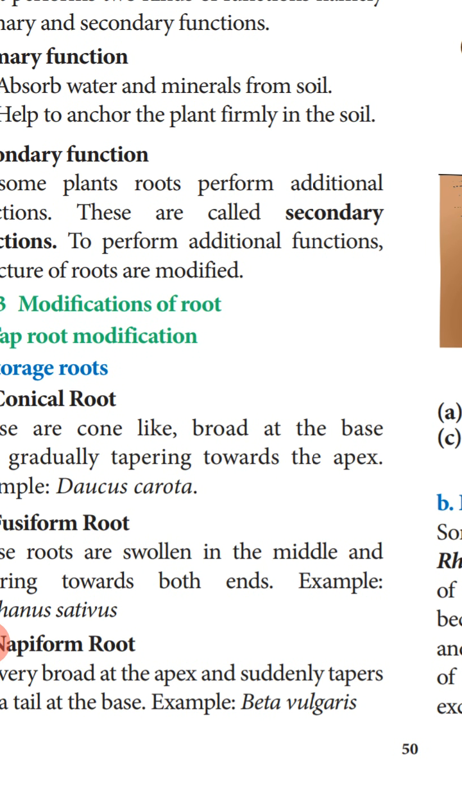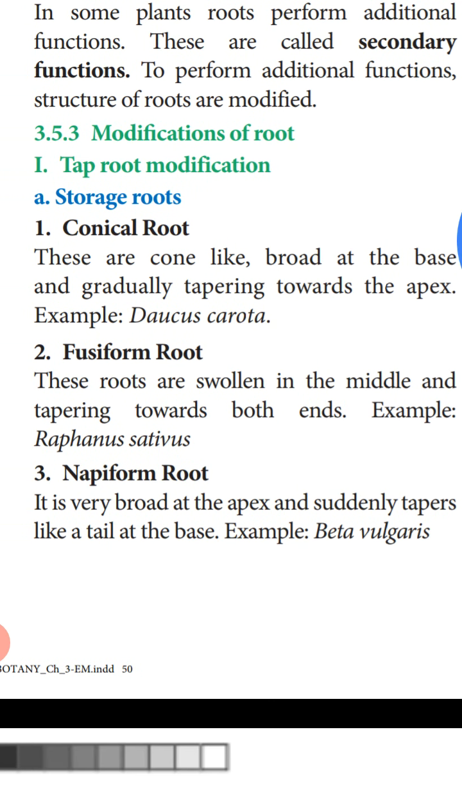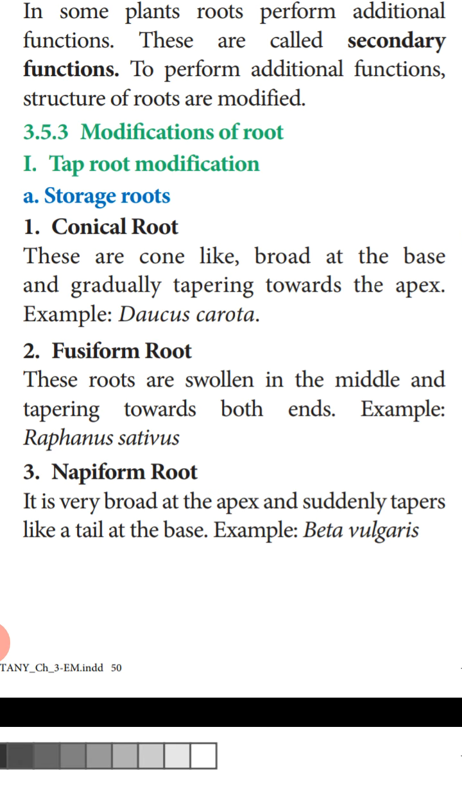Let's understand the explanation here. Conical roots are cone-like, broad at the base and gradually tapering towards the apex. Slowly the narrowing of the root takes place towards the apex. An example is Daucus carota, the carrot. Because of the storage of food, the taproot is in the shape of a conical root. Next, fusiform roots. These roots are swollen in the middle and tapering towards both ends, that is, the base as well as the apex. They are narrowing, they are tapering. An example is Raphanus sativus, the radish.